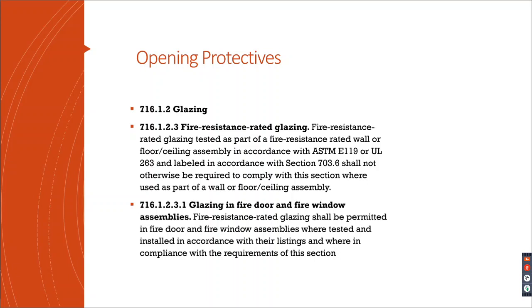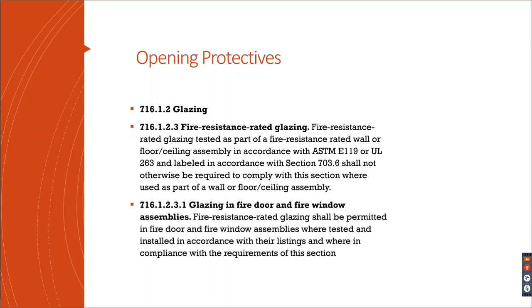Fire resistance rated glazing tested as part of a fire resistance rated wall or floor ceiling assembly in accordance with ASTM E119 or UL 263 and labeled, tested and labeled in accordance with 716.3.1 shall not otherwise be required to comply with this section where used as part of the wall or floor ceiling assembly. So again, when you have glazing that's tested as a wall, it really opens up a lot of doors for you, no pun intended there.